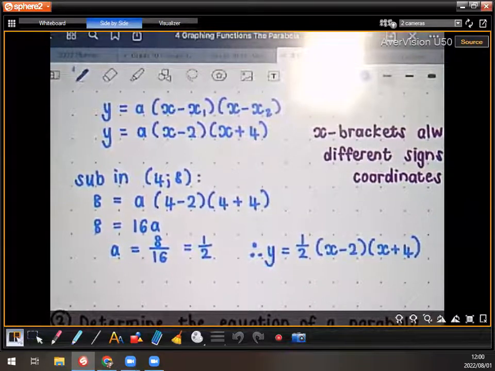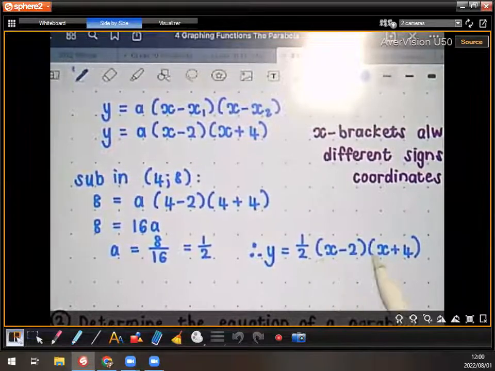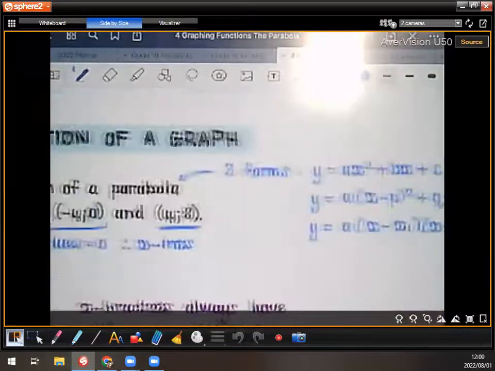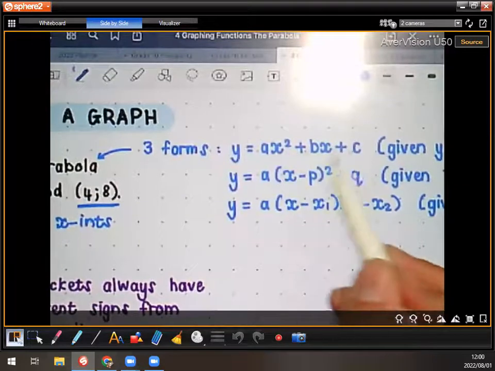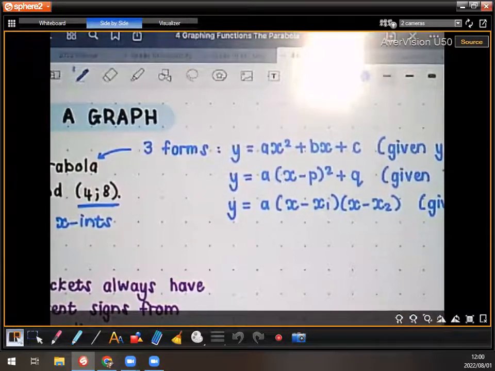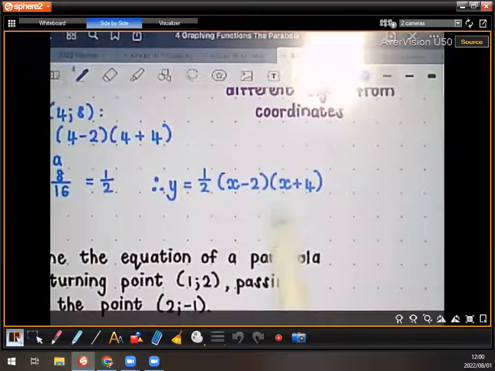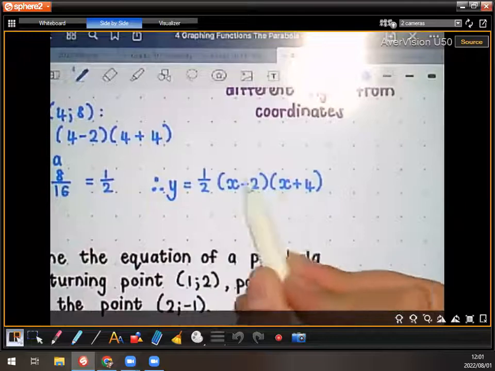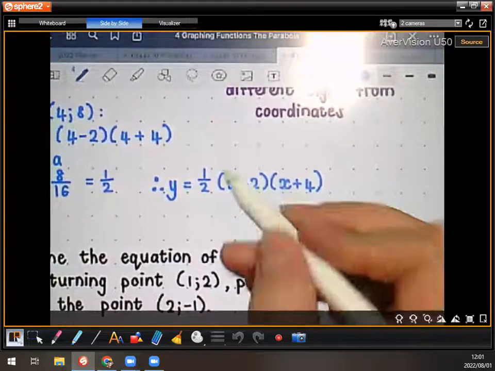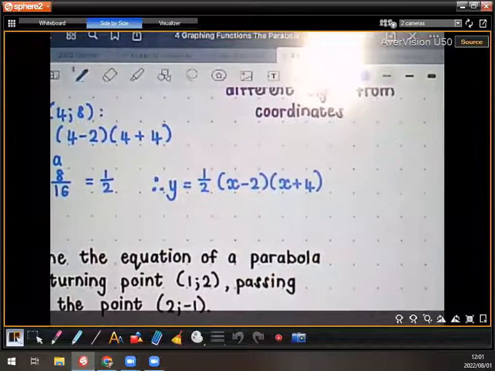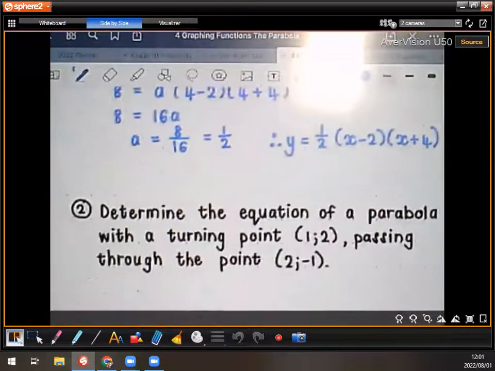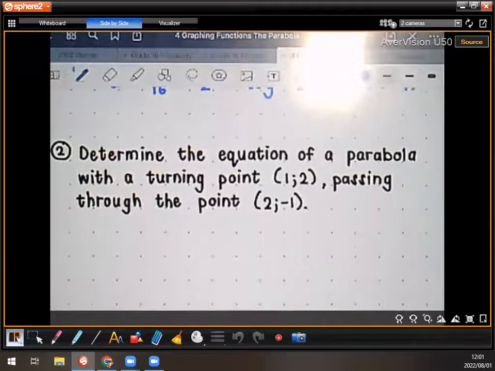If they maybe say in the question, write your answer in standard form, what do you think you would have to do then? How do I go from something that looks like this to something that looks like this? We're going to have to multiply out. Okay, so just pay attention to the instructions there. If they say leave your answer in standard form, you're going to have to FOIL these brackets out and leave your half in front, FOIL them out, and then multiply the half. Okay. All right, second example.